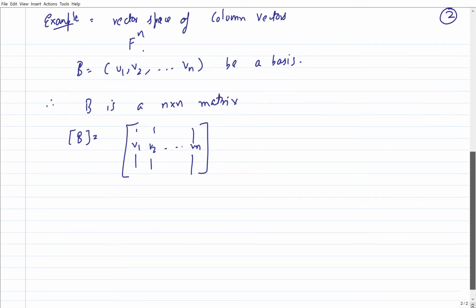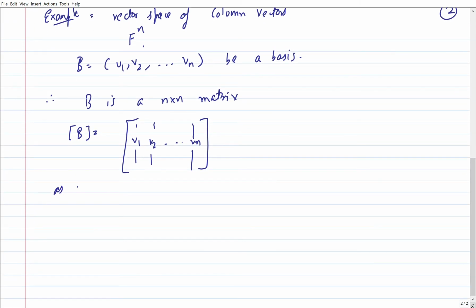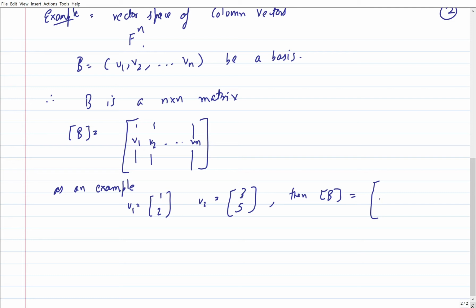So as an example given in the book, V1, V2, well, then B is 1, 3, 2, 5. This is the matrix of the basis vectors.